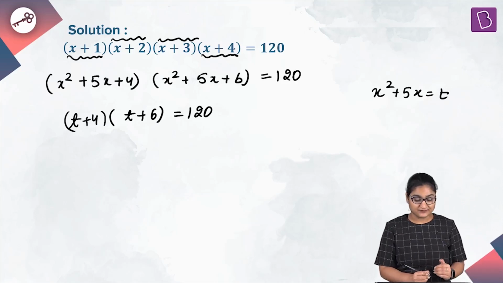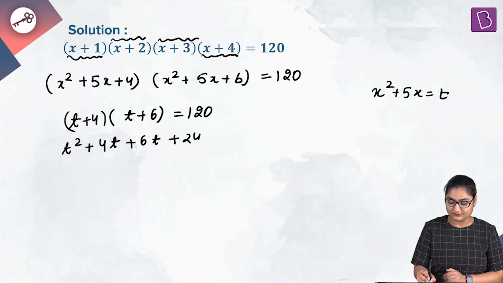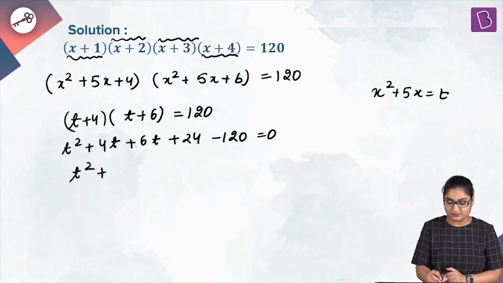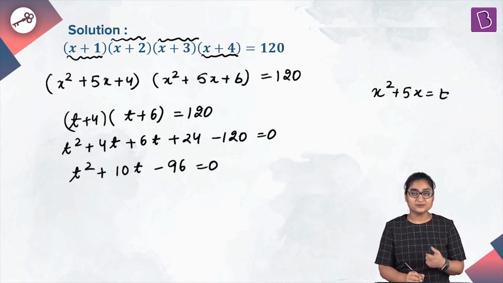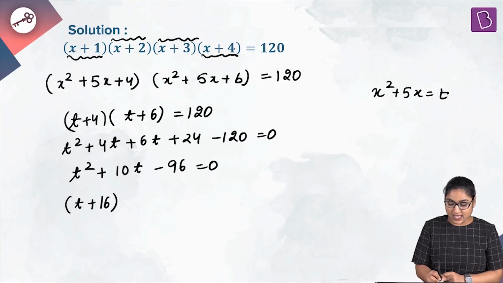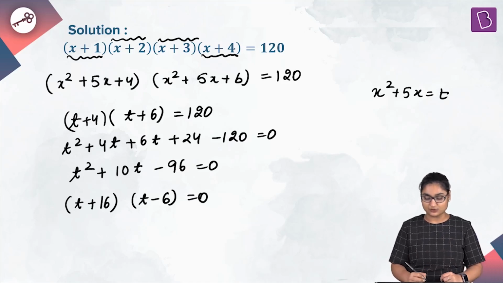On further simplification, we'll get t square plus 4t plus 6t plus 24 minus 120 equal to 0. This can be further written as t square plus 10t minus 96 equal to 0. Alright. Now if I split the middle term, the factors that I'm going to get are t plus 16 and t minus 6, and their product is equal to 0. Alright.